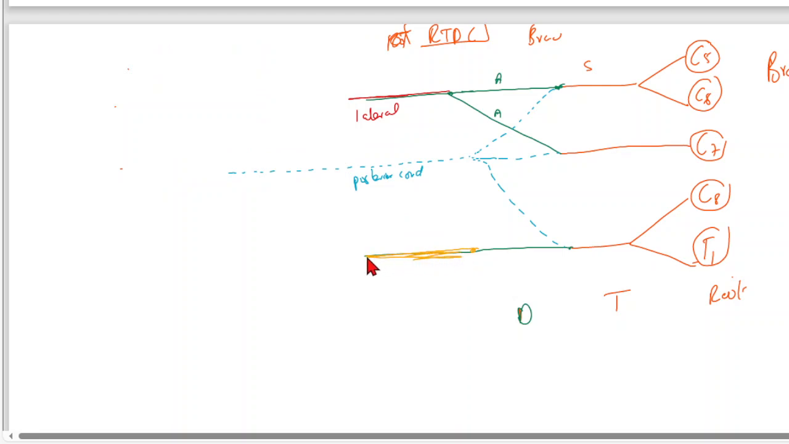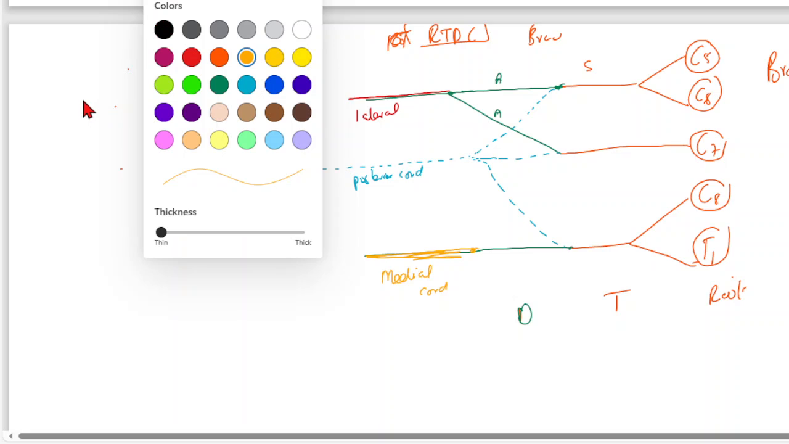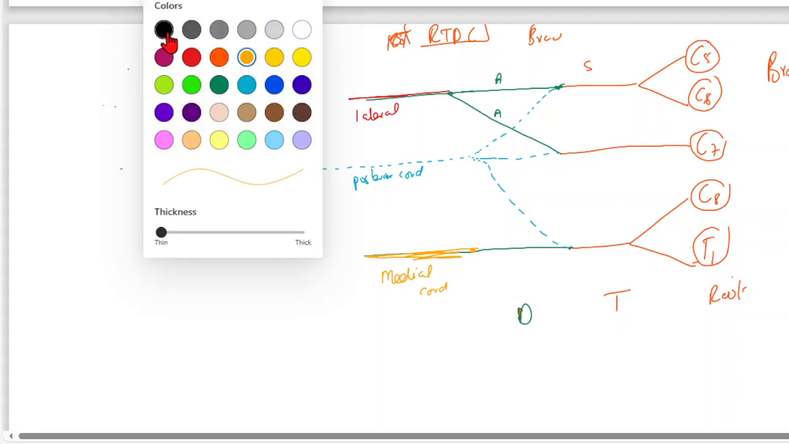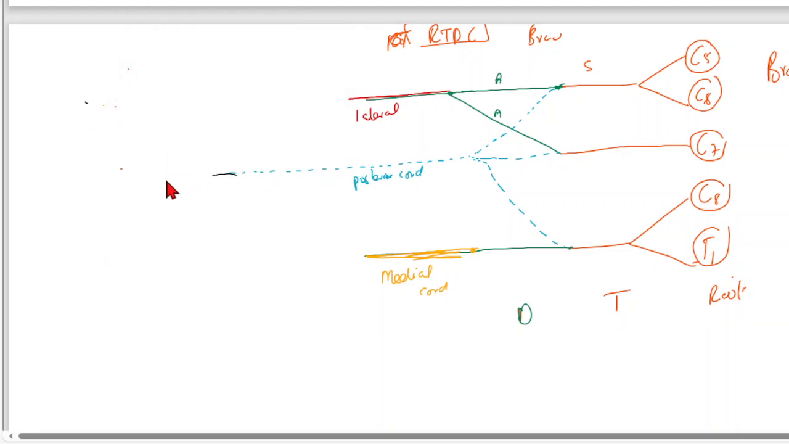This is actually the medial cord, okay. Now after this I have discussed this. What you have to understand is that from the lateral cord and from the posterior cord, when they move, they form the radial nerve and the musculocutaneous nerve.